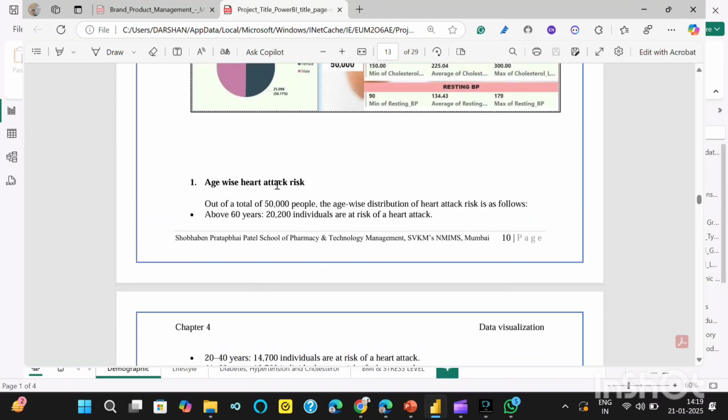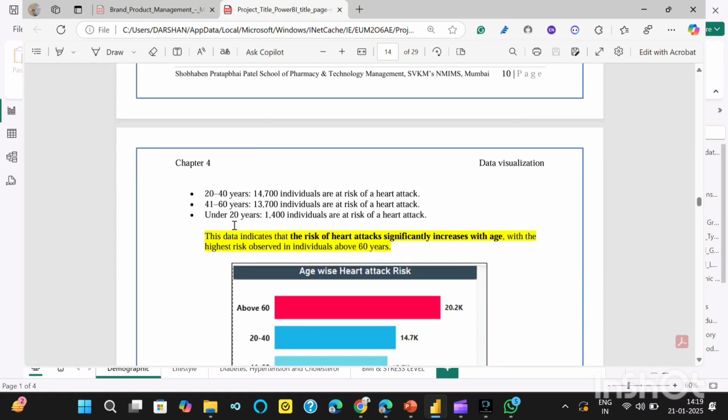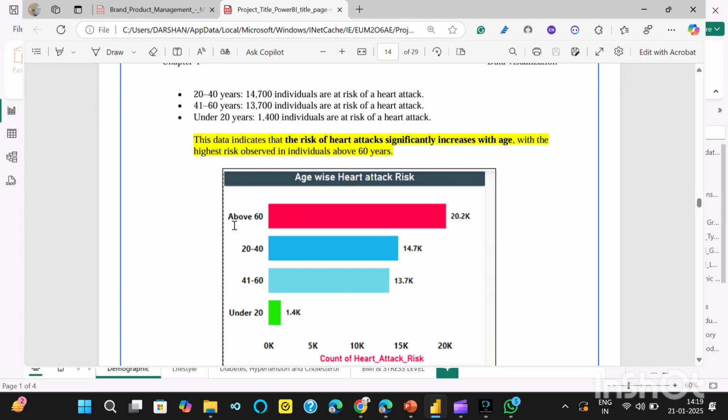So I also mentioned this particular insight in my data set. The data set indicates that the risk of heart attack significantly increases with age. As we increase in age, our immune system, our body's metabolic systems, and day-to-day metabolic activities are impacted by various factors. This impacts our ability to counter the heart attack risk.